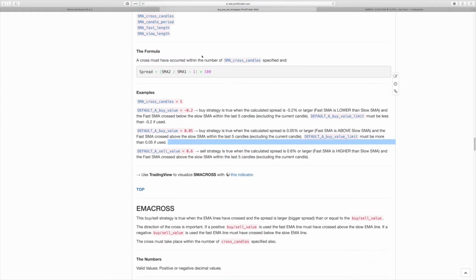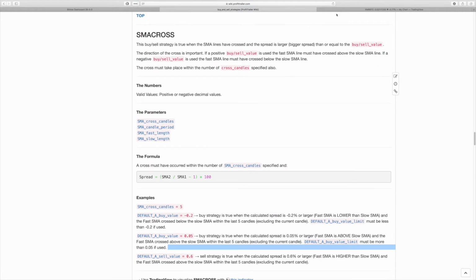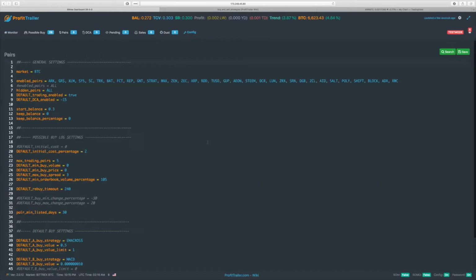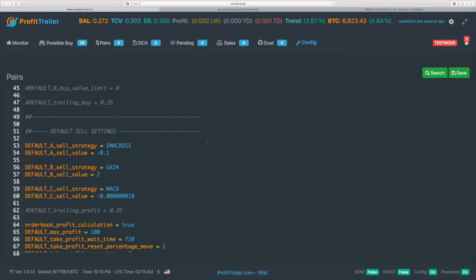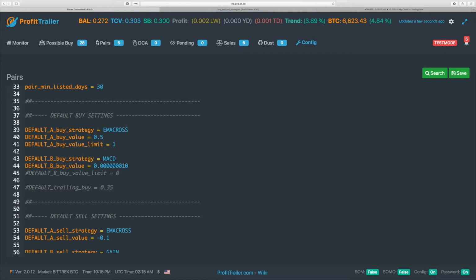So now that we understand what these are somewhat, let's go ahead and take a look at what they look like in your configuration for ProfitTrailer. So if we go up to the bot and go to config and mouse over pairs, we're just going to zoom this in a little bit so we can see a little better what we're doing. So let's go here to default buy settings. So we have here default A buy strategy of EMACROSS and a buy value, which is positive in my case here, and buy value limit.